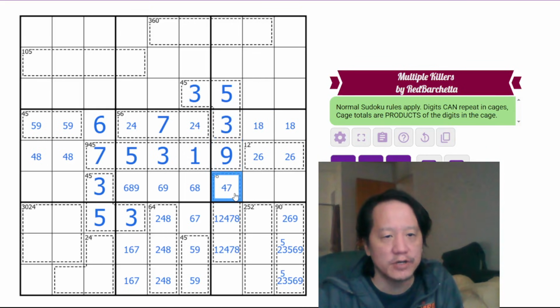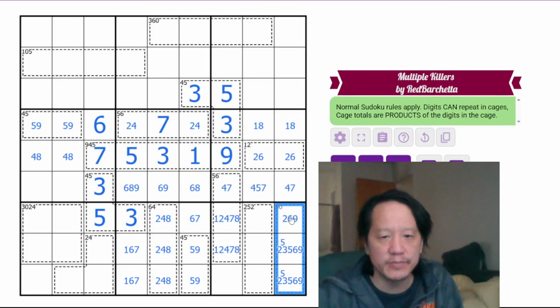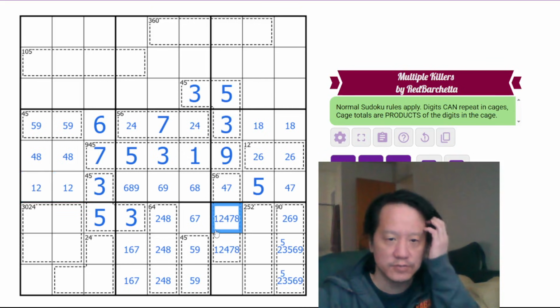This cannot be 1. That leaves this as 4, 5, and 7. 5 obviously cannot be here because it must be one of these two to multiply to 90. Therefore, we have a 4, 7, 4, 7 pair in this box, which eliminates 4 and 7 here. So this is 5. That leaves 1 and 2 remaining in row 6. So this is 1 or 2.